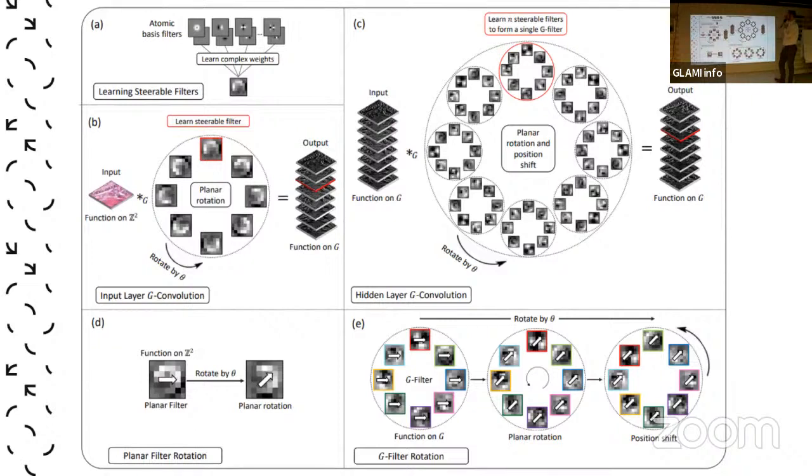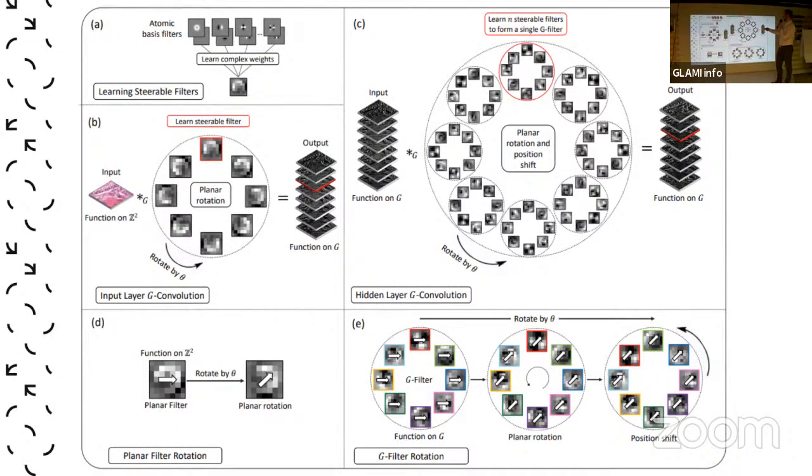So if you want to construct an equivariant neural network, you first choose the atomic basis filters. That's the first thing, right? I mentioned the 9x9 filters that are going to be steerable. They allow for construction of rotation equivariant neural networks.